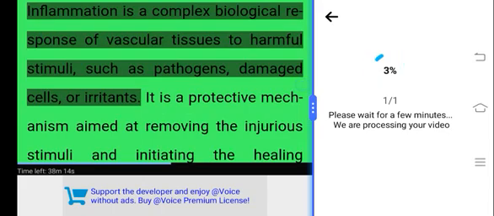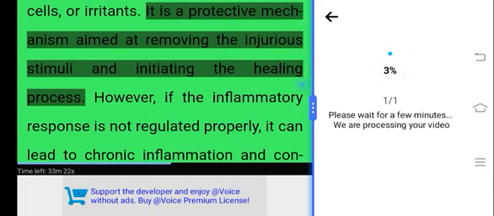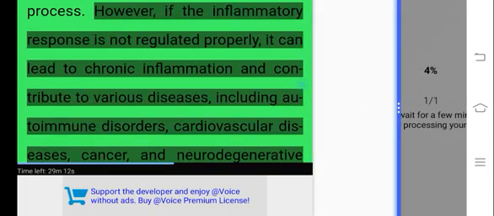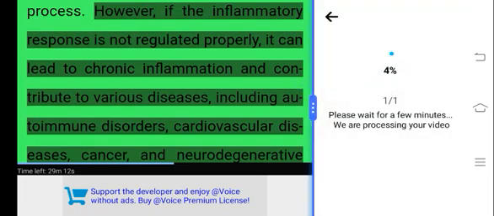Inflammation is a complex biological response of vascular tissues to harmful stimuli, such as pathogens, damaged cells, or irritants. It is a protective mechanism aimed at removing the injurious stimuli and initiating the healing process. However, if the inflammatory response is not regulated properly, it can lead to chronic inflammation and contribute to various diseases, including autoimmune disorders, cardiovascular diseases, cancer, and neurodegenerative conditions.